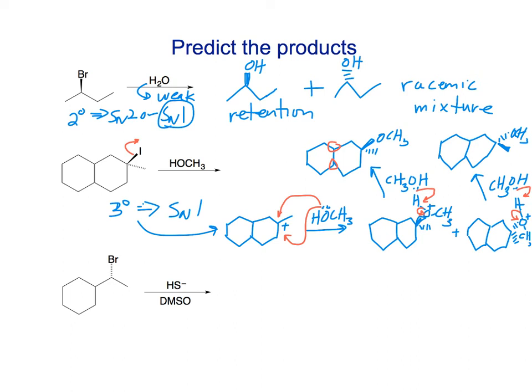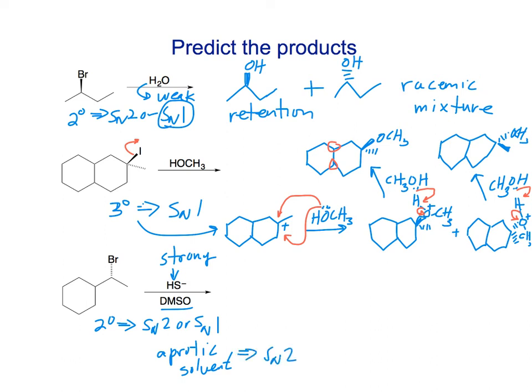All right, one more on this page. So here we have a secondary alkyl halide. This could give us either SN2 or SN1. We have a charged strong nucleophile, and we have an aprotic solvent. These two things together suggest an SN2 mechanism, which will give inversion of stereochemistry.